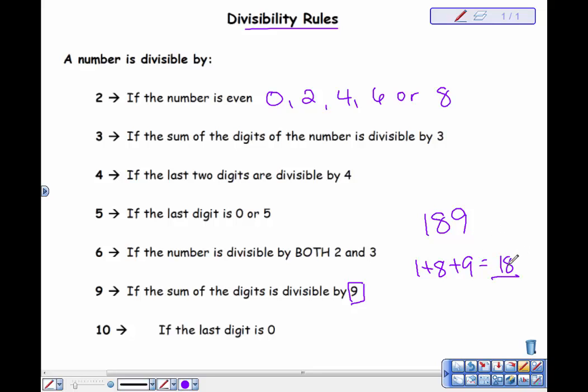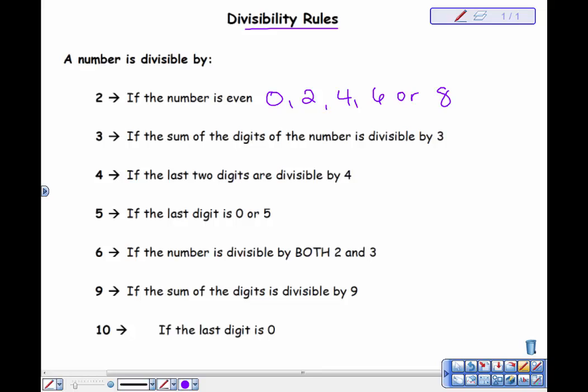Now, on a side note, 18 is also a multiple of 3, so 189 can also be divided by 3, but that's just going back to 3. So the divisibility rules help you figure out what a number can be divided by, which helps you to figure out factors. Definitely memorize these and use them. Last but not least is 10. That's really easy. If a number ends in 0, it can be divided by 10. So use these rules to help you figure out if a number can be divided by any of these factors.